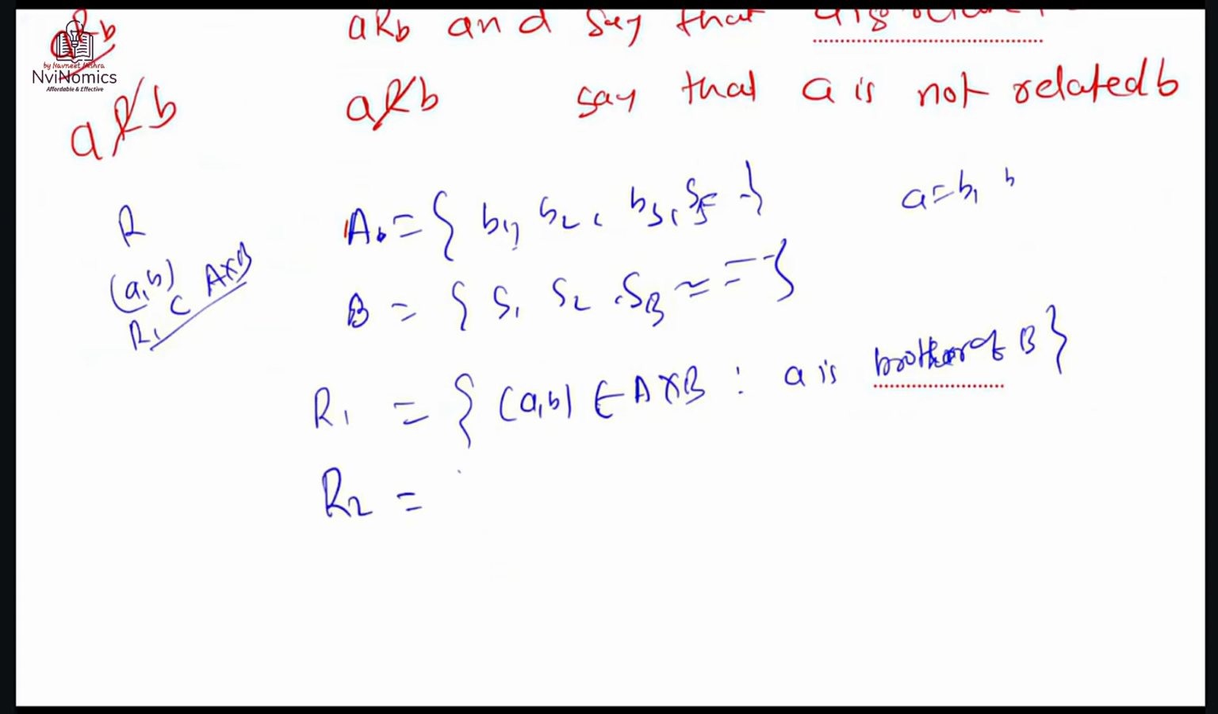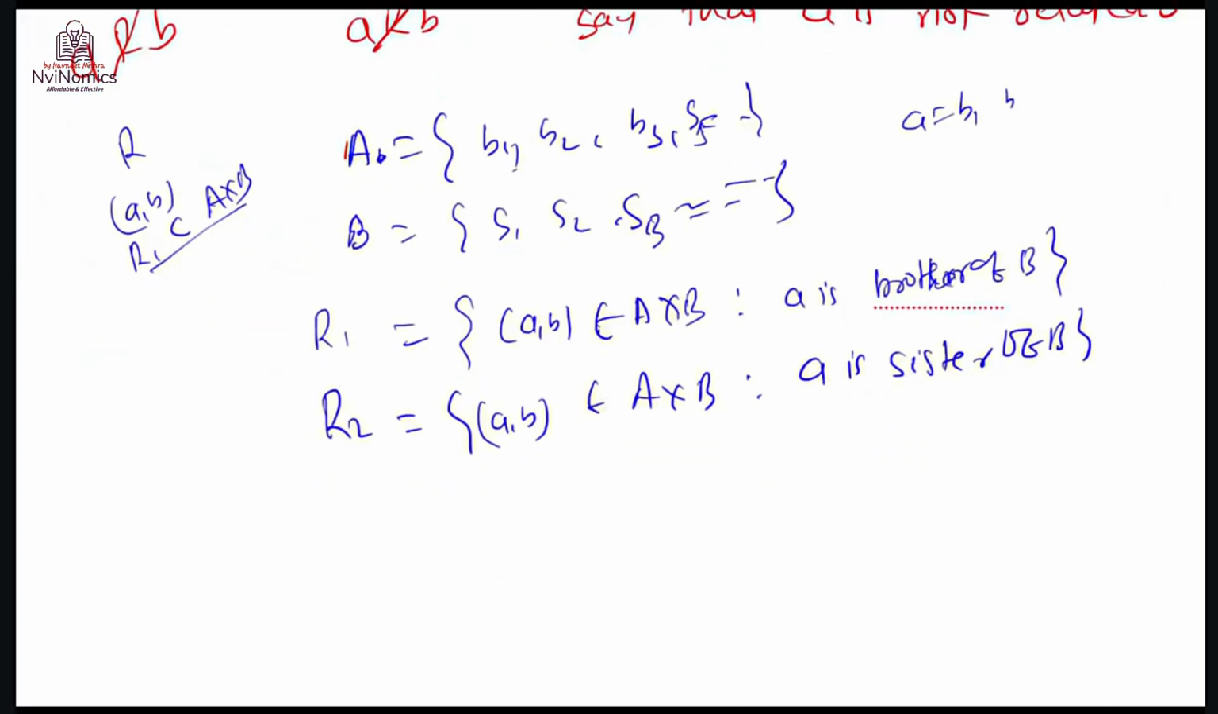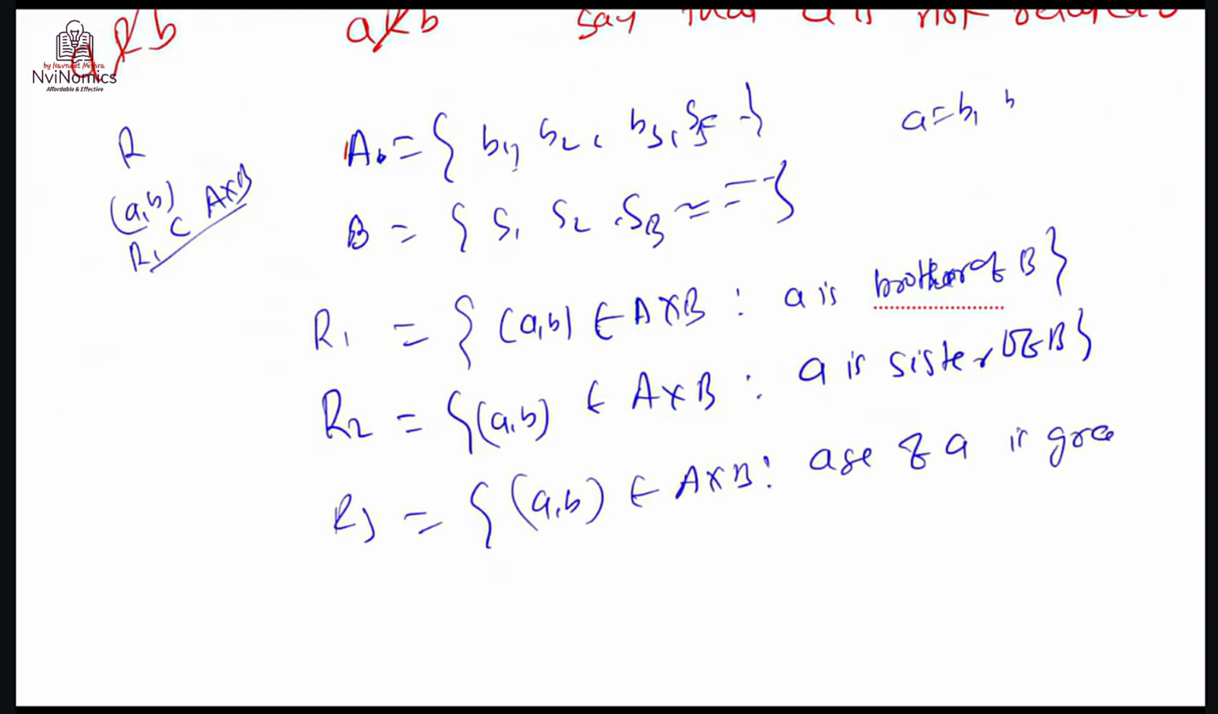So here R2, I can say that (A, B) belongs to A cross B such that A is sister of B. And I can also define another set R3, where (A, B) belongs to A cross B, and I can write down age of A is greater than age of B.